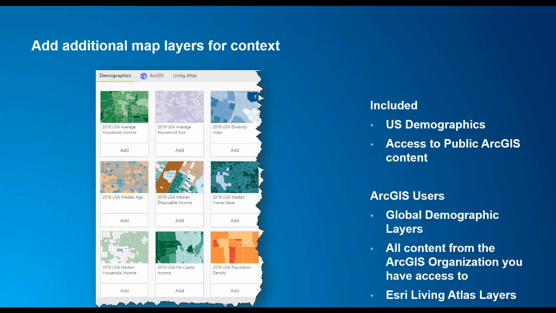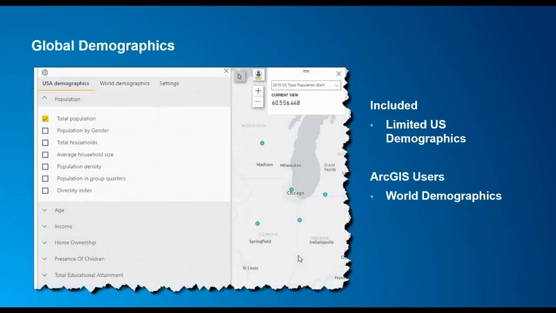You can also add in additional information, so you can add in additional map layers for context of understanding what you're seeing on the map. Everyone will get access to US demographic layers and public ArcGIS content. If you're an ArcGIS user, obviously you get all of that. You also get global demographic layers, all of the content that anyone in your organization has and they've shared, and all of Esri Living Atlas layers. That's a lot of data that you suddenly have access to and can start to explore within Power BI.